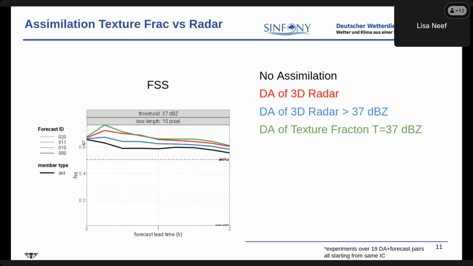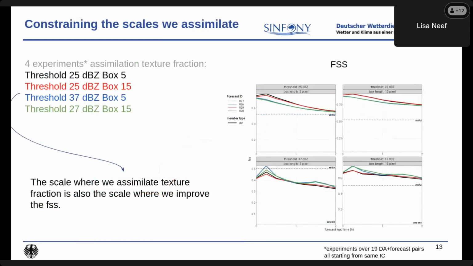We have the 3D radar DA case. That's the red line here. It's much better than no DA, of course. We could also just apply a 37 dBZ threshold to radar and only use the strongest signals. That lands us somewhere between the red and the black. However, if we reinterpret that 37 dBZ threshold as texture fraction, so it means we smear it in space, kind of, then we actually get higher scores than if we assimilate radar alone, which is kind of surprising and kind of exciting. Maybe I'll just skip that for now.